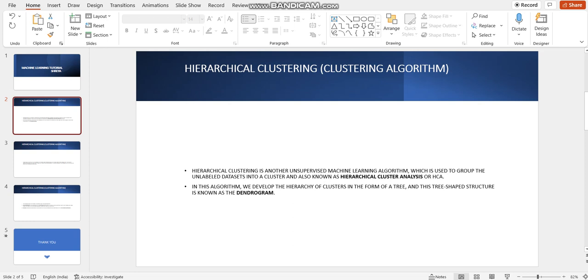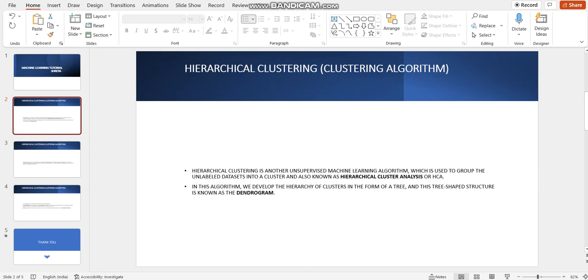Hierarchical clustering is another unsupervised machine learning algorithm which is used to group unlabeled datasets into clusters, and it is also known as hierarchical cluster analysis or HCA. In this algorithm, we develop the hierarchy of the clusters in the form of a tree, and this tree structure is known as the dendrogram.